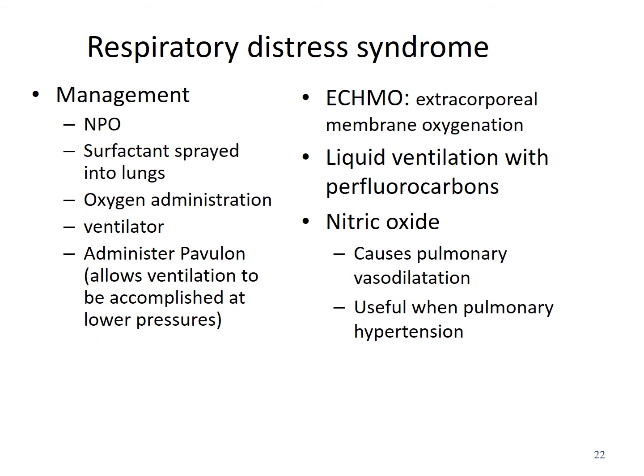Talking about oxygenation, sometimes we have to place these babies on a ventilator, and even with a ventilator, it's difficult to inflate a non-compliant lung. So we have to use a higher rate and pressure, which can cause a pneumothorax, so that needs to be monitored quite closely. We can also spray surfactant into the lungs through a catheter or an endotracheal tube.